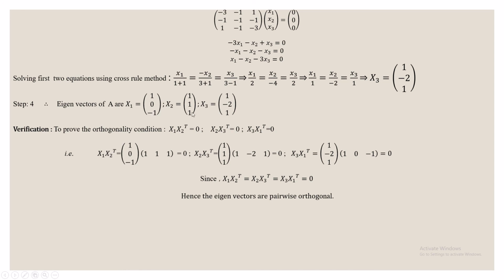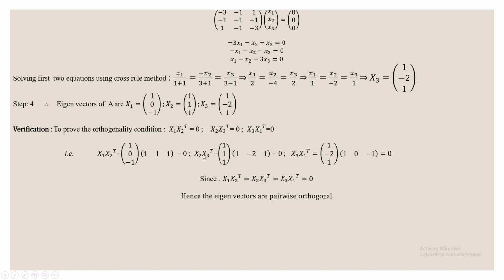X2 is column-wise, so take the transpose and it will become row-wise. Now do the matrix multiplication. Multiply the first column and the first row. 1 into 1 is 1. 1 into 0 you will get 0. 1 into minus 1 equals minus 1. So what is the answer? 1 plus 0 minus 1, you will get 0. So the first condition is satisfied.